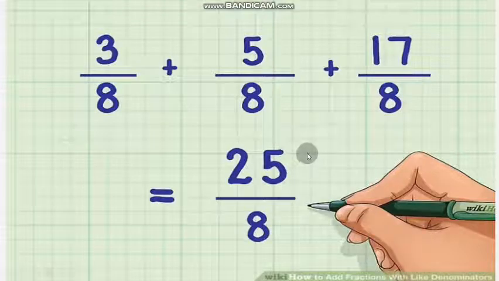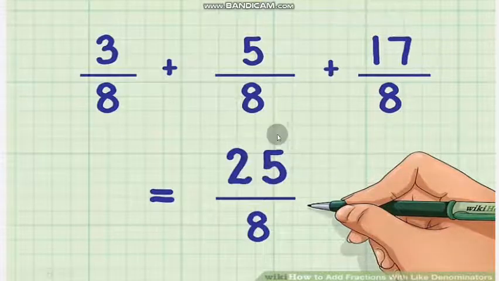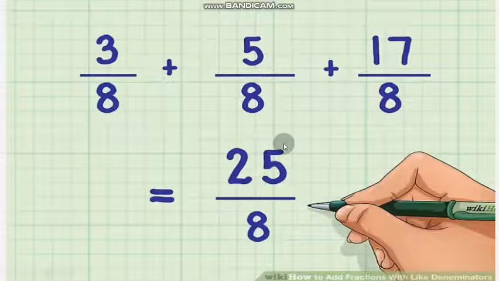Then, copy the denominator. In the example, write the sum of the numerators, which is 25, at the top portion of the fraction line, and copy the common denominator, which is 8, at the bottom portion of the fraction line.